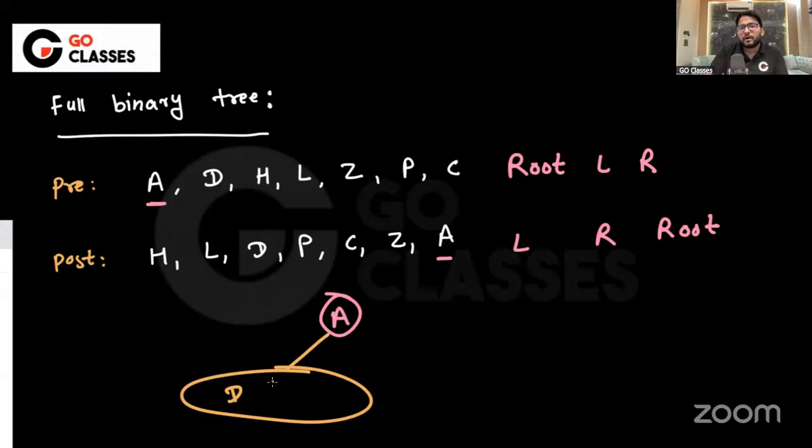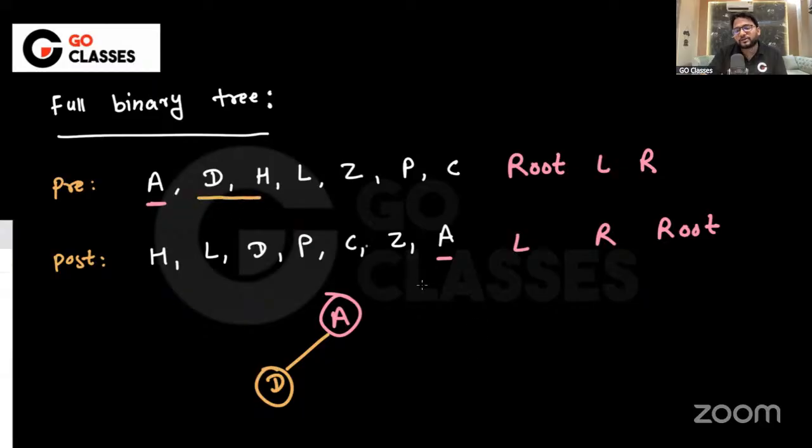For the left subtree, if you again apply the pre-order, which is root, left, right, the root will be D only. Why? Because D has to be on the left, and it has to again follow recursively the same structure, root, left, right. So D must be the root only, because root comes first. So now you know the root of the left subtree.